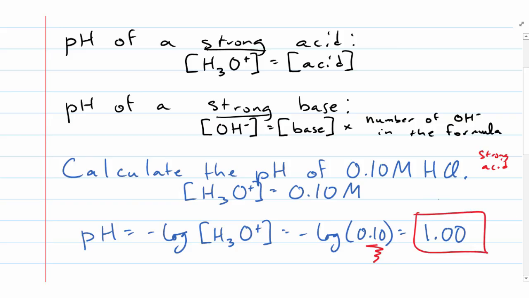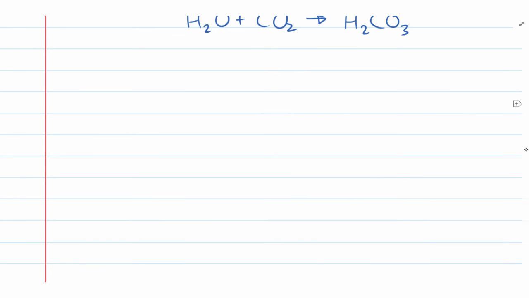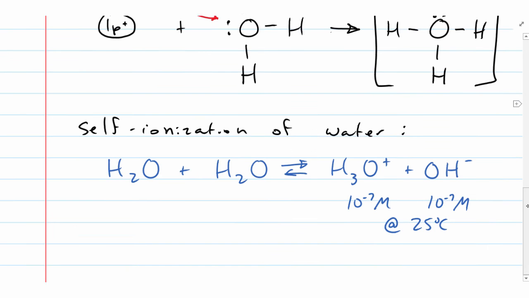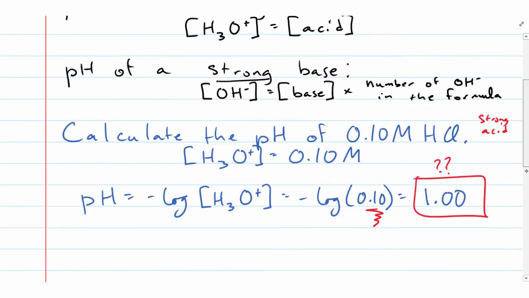Then we ask ourselves, does this pH make sense? And we come back to our pH scale, which tells us that it is acidic if its pH is less than 7. That's a really low pH, which it should be for a strong acid. Then we go to the next one.